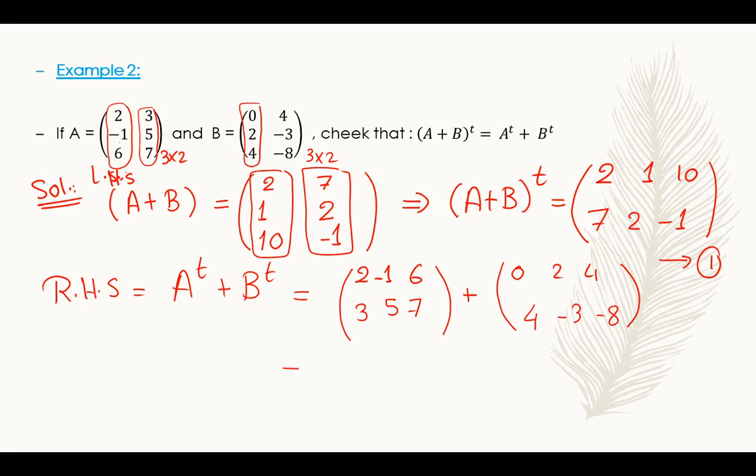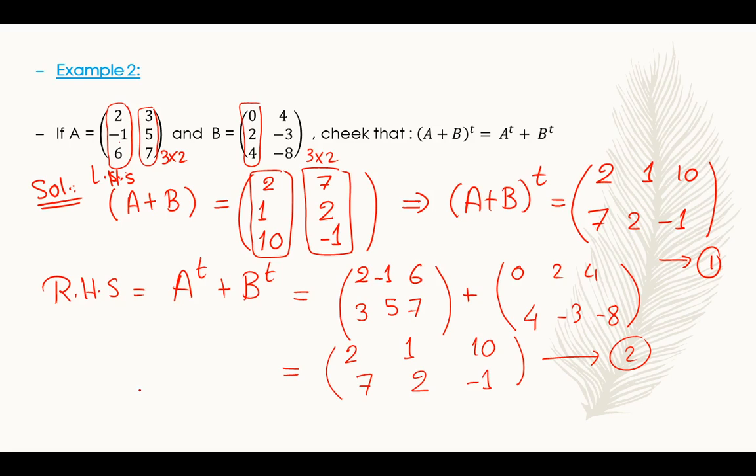By adding the two matrices together, 2 plus 0 equals 2, negative 1 plus 2 equals 1, 6 plus 4 equals 10, 3 plus 4 equals 7, 5 plus negative 3 equals 2, 7 plus negative 8 equals negative 1. This is number 2. By comparing the two matrices, you can see that they are the same.